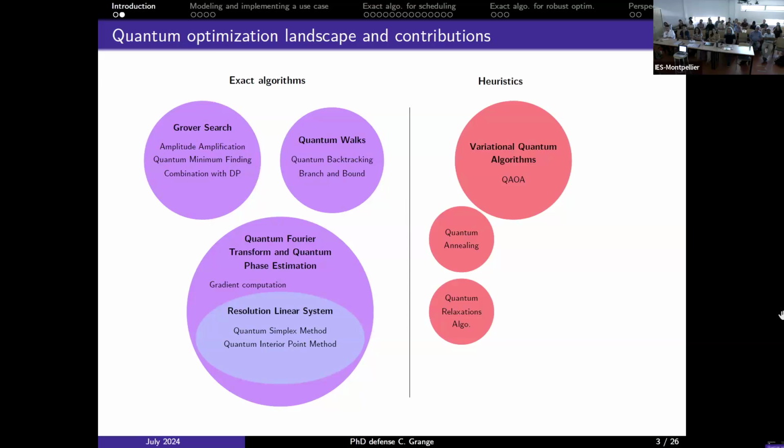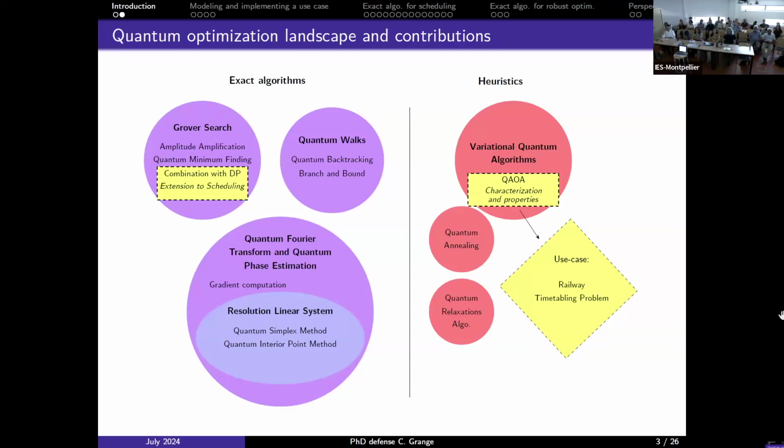Okay, so what have I done during this thesis? Well, first, I worked on variational quantum algorithms, and I tried to find a characterization and good properties of these algorithms, mostly for variational quantum algorithms in general, but also for the specific case of QAOA. And we applied it to the use case of a railway timetabling problem.